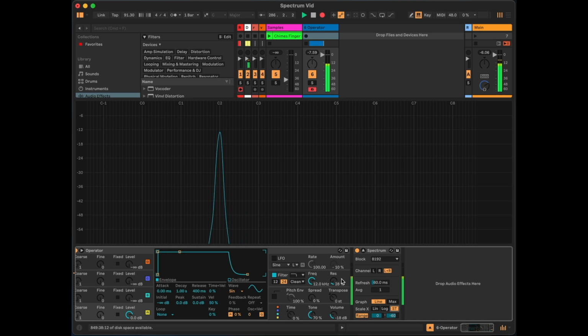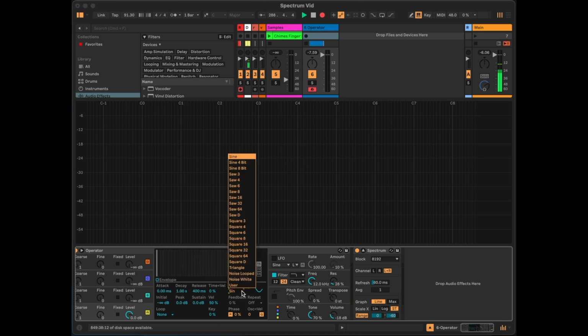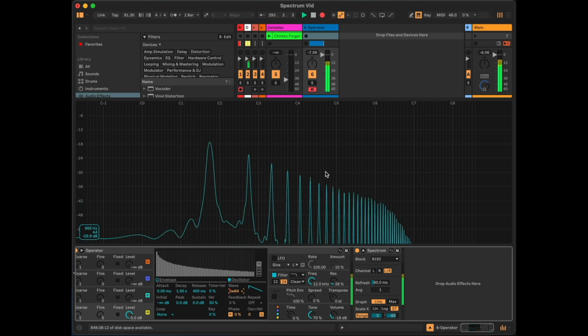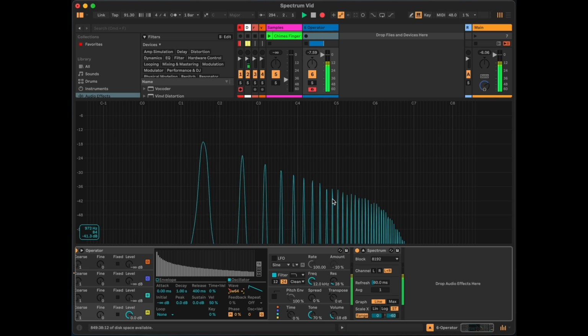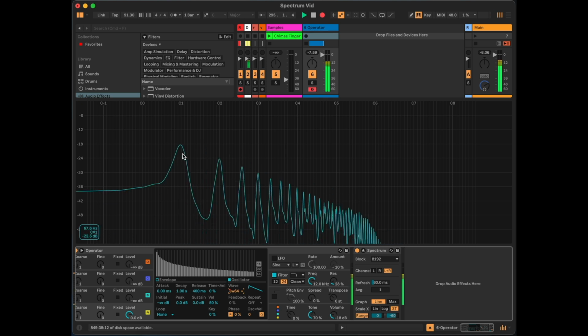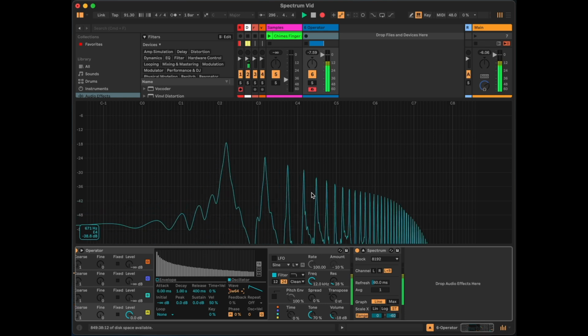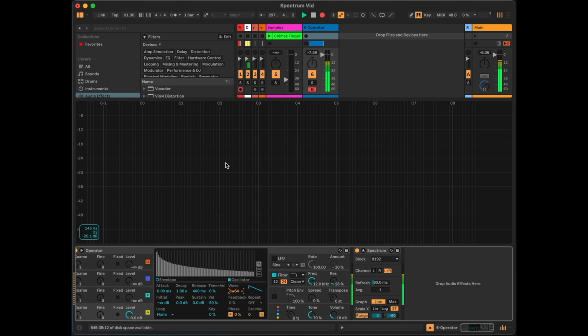Notes played with different sounds or other instruments are not made up of just single frequencies. I will change the sound of Operator. I will select this waveform. We can see in Spectrum that this sound contains more than just one frequency, indicated in Spectrum's window display. And when I play different notes, those frequencies shift in the spectrum according to the note played. Usually the lowest frequency in a pitch sound is the note being played.